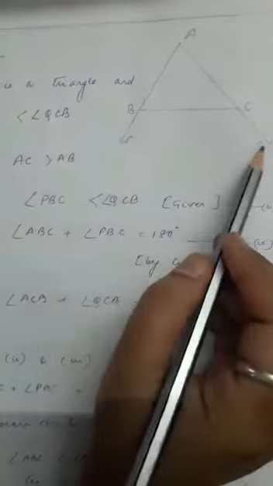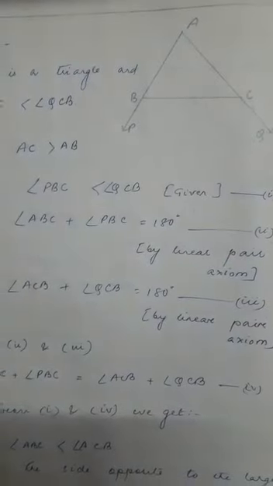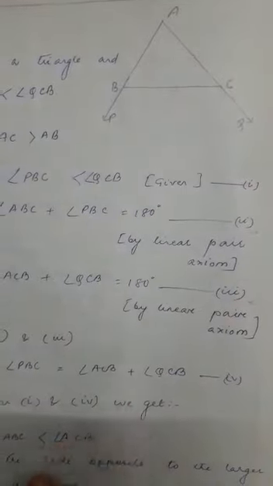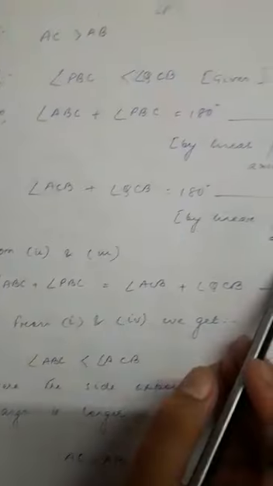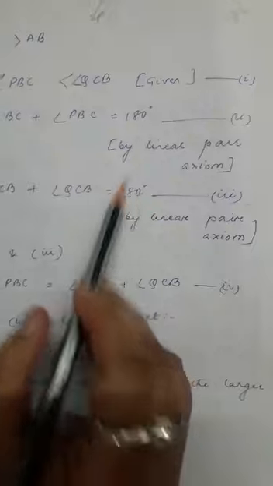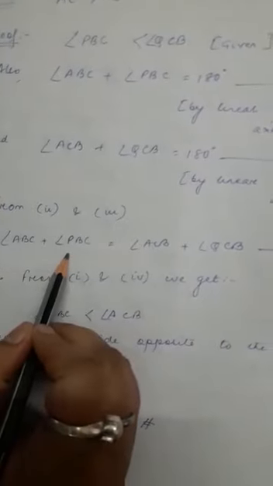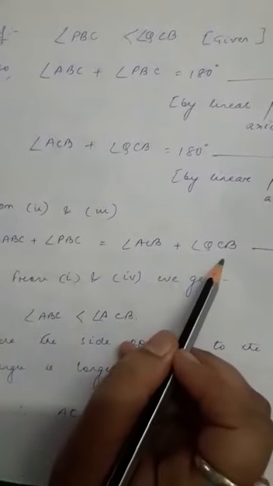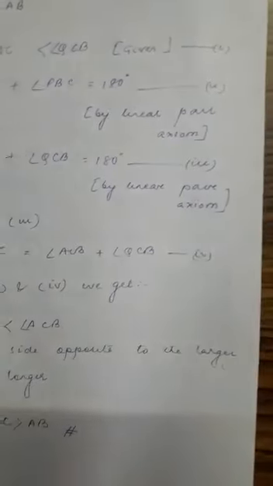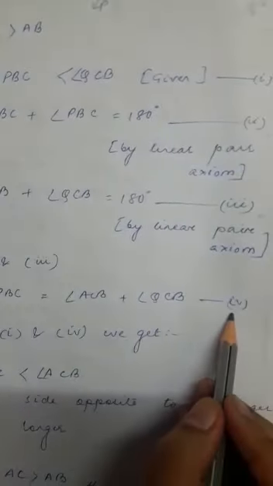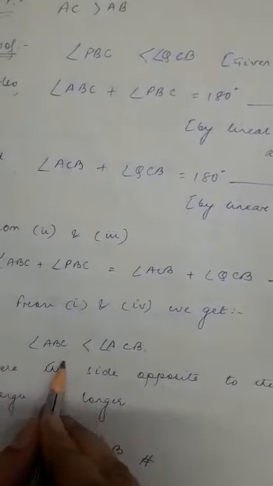Next, angle ACB plus angle QCB is equal to 180 degrees by the linear pair axiom. I keep this as equation number 3. From equations 2 and 3, since the right hand side is 180 degrees, I equate them. So I get angle ABC plus angle PBC is equal to angle ACB plus angle QCB. Keep this as equation number 4. So from equation 1, PBC is less than QCB, and from equation number 4, we can say that ABC is less than ACB.